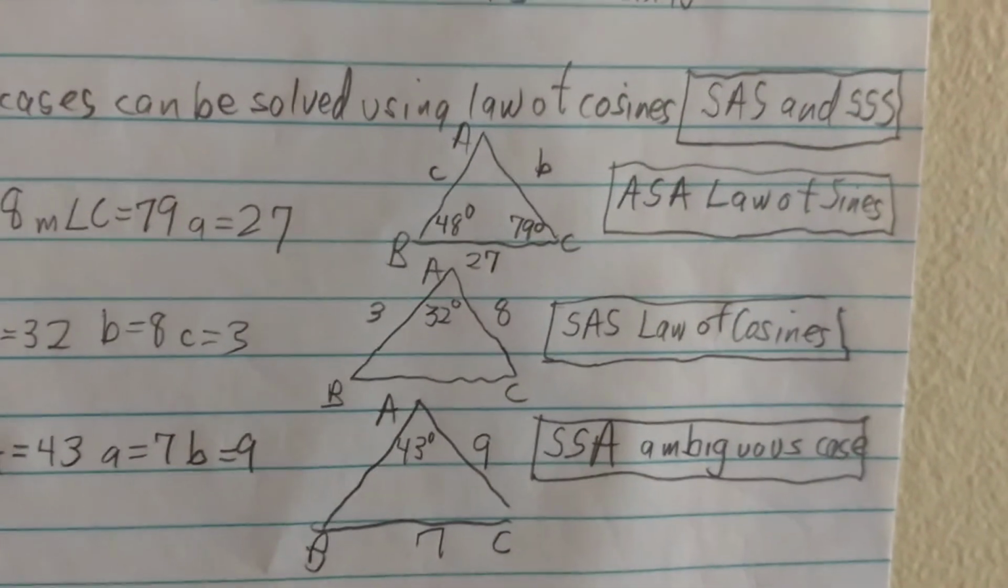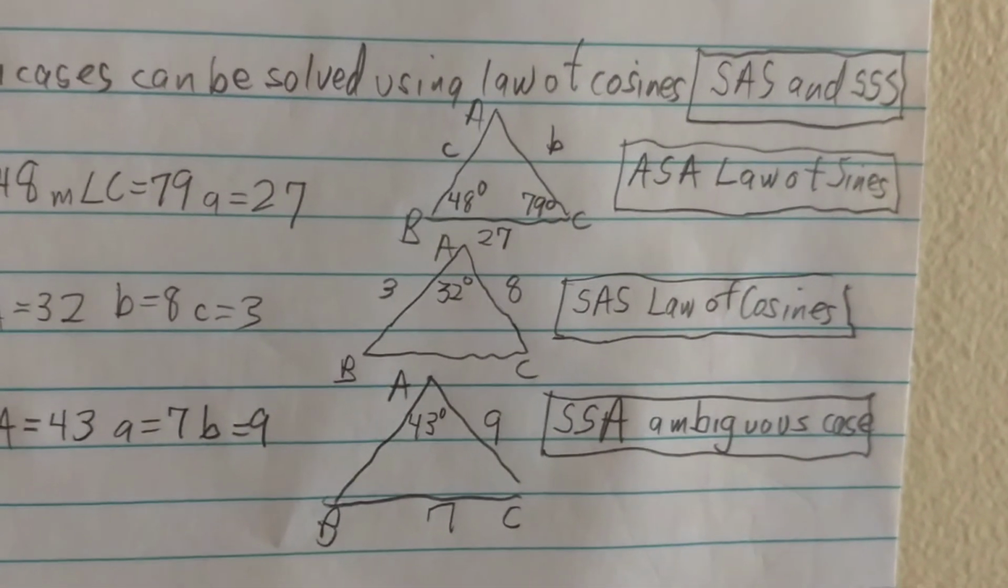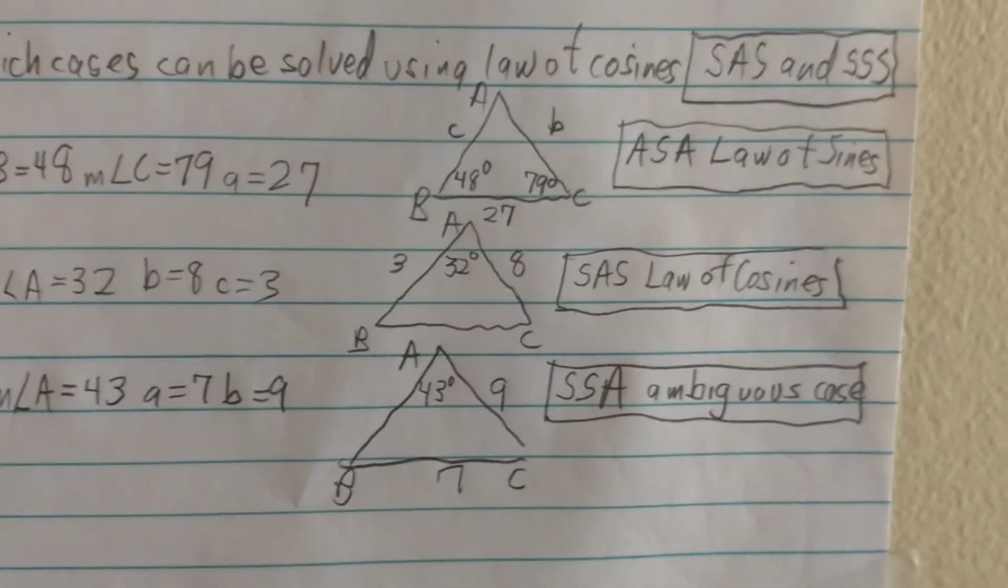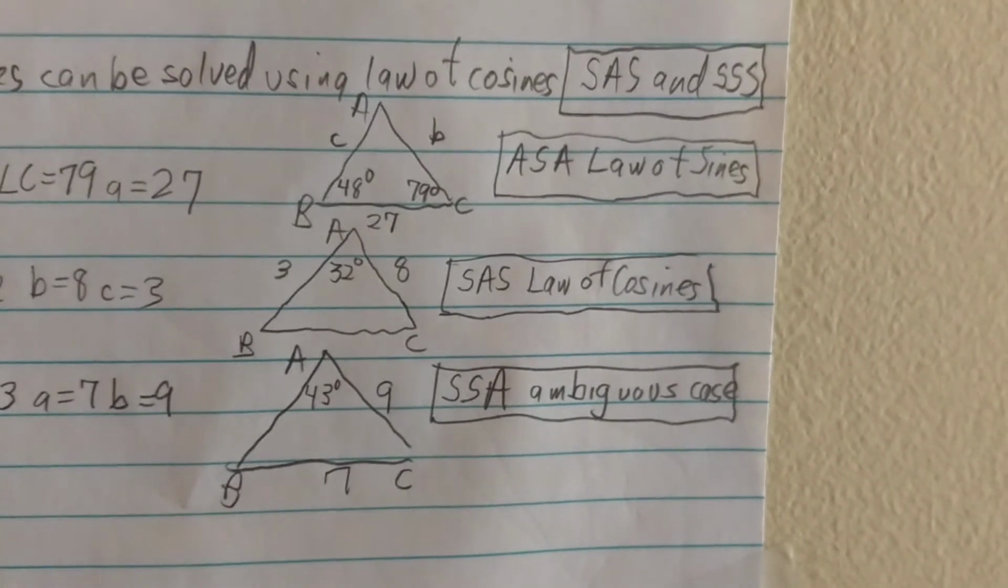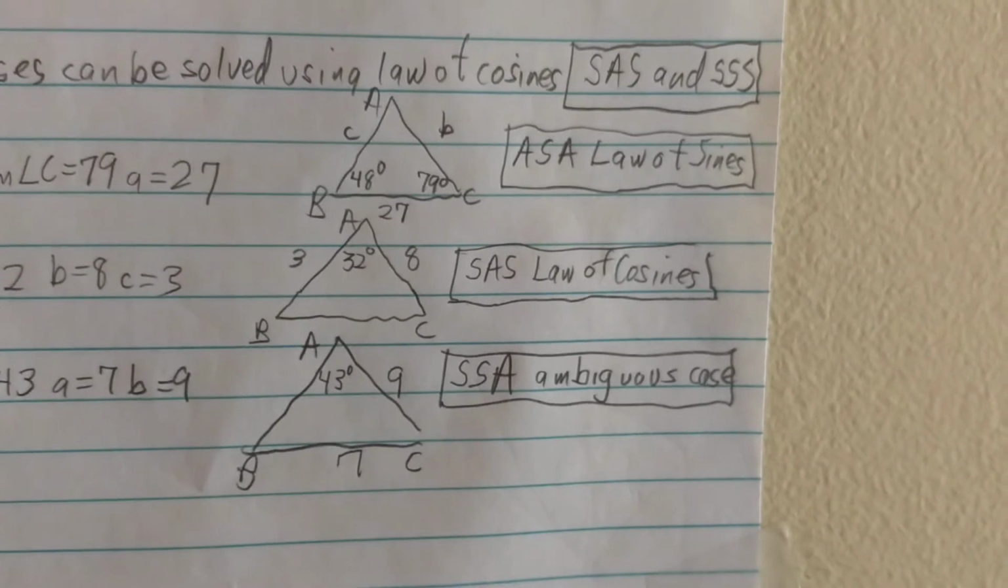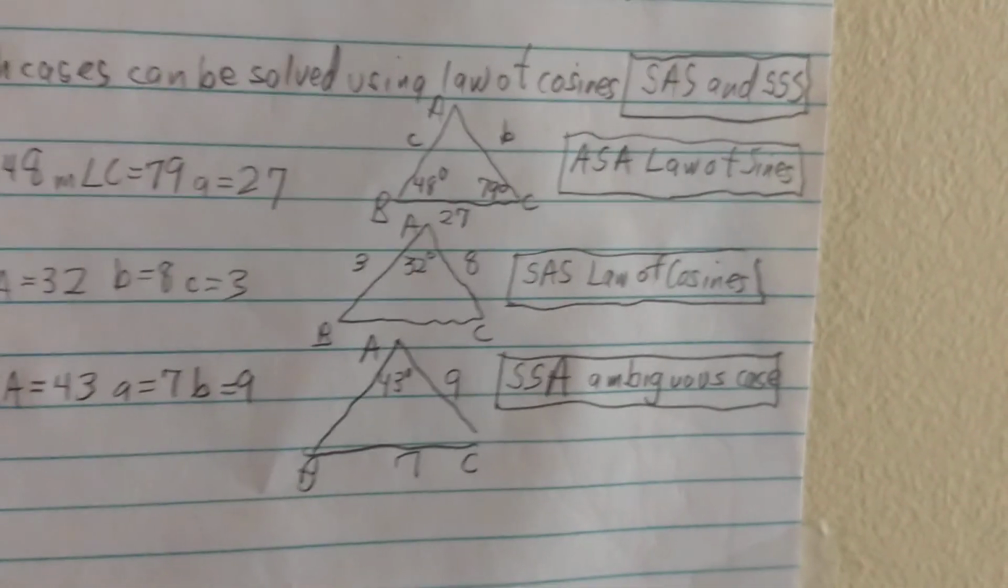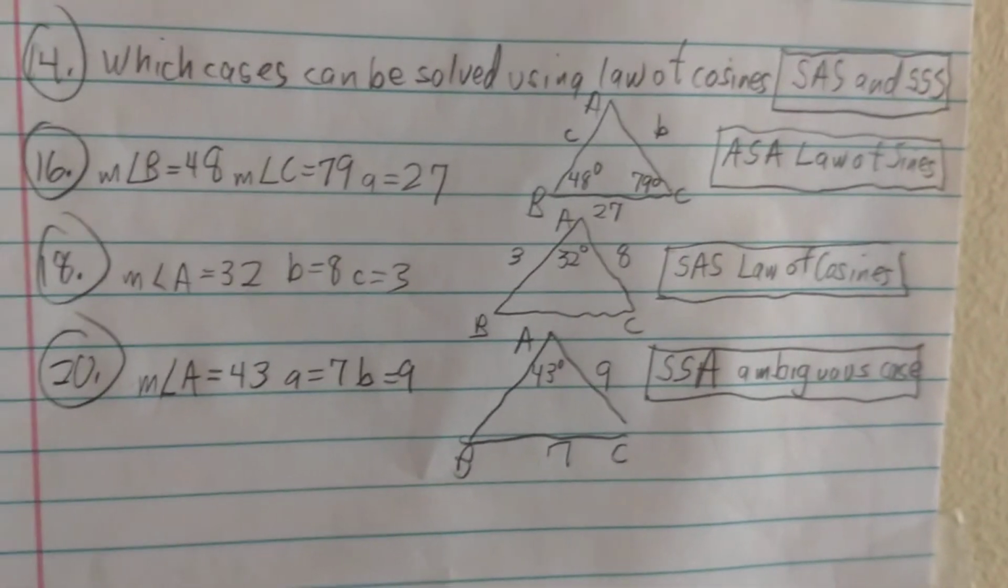Now they're asking which cases can be solved using law of cosines. Well, we can do a SAS because then we have 2 sides and an angle between. And also we can use SSS. If we have all the sides, we can get the angles. So those 2 for law of cosines.